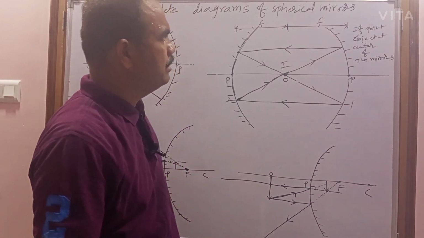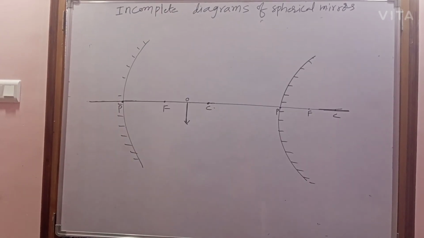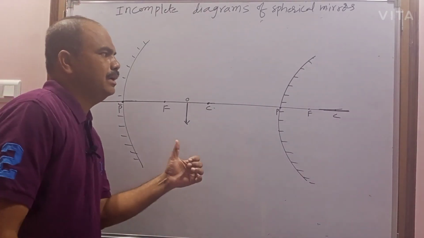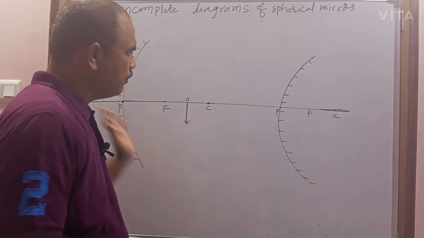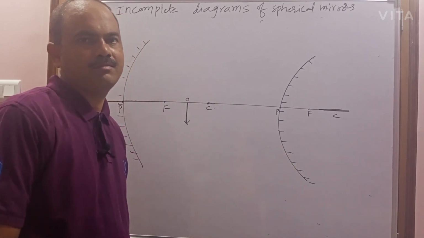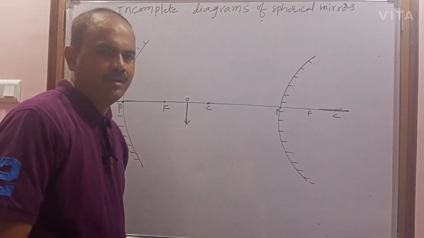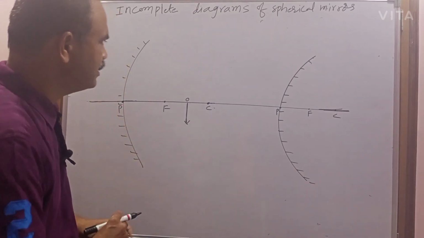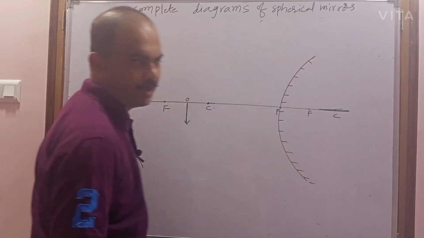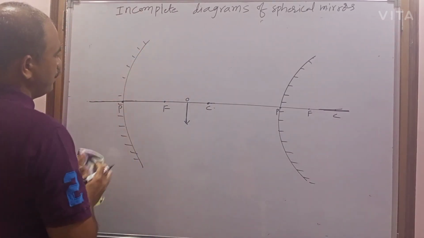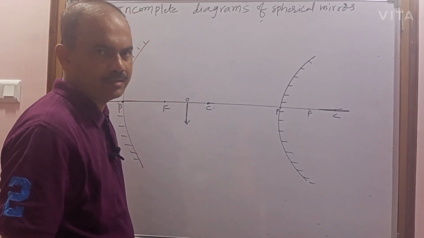Let's come to another example. Now, coming to another incomplete diagram. This is the incomplete diagram of a combination of convex and concave mirrors. Very important for application type questions. This is a concave mirror and this is a convex mirror. Observe, the concave mirror is curved inside and its inner surface is reflecting. Here, the outer surface is reflecting.